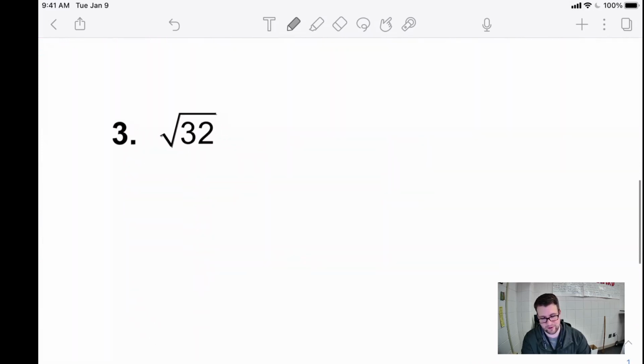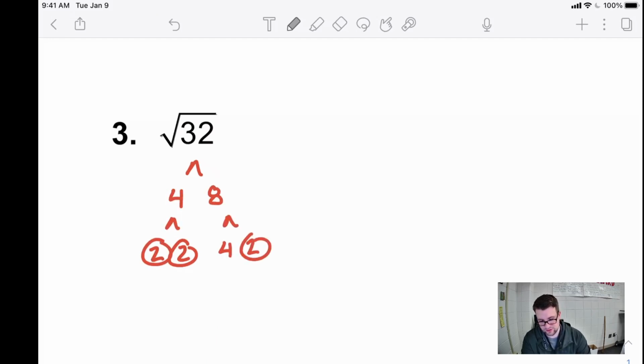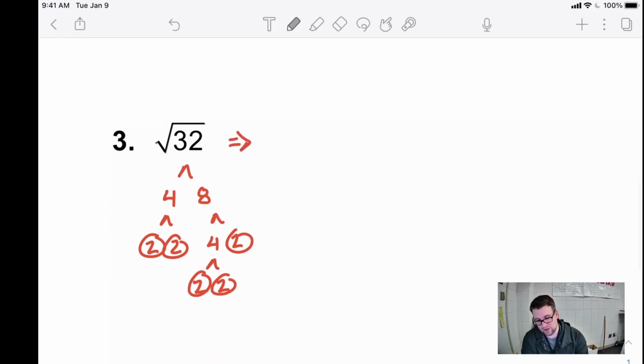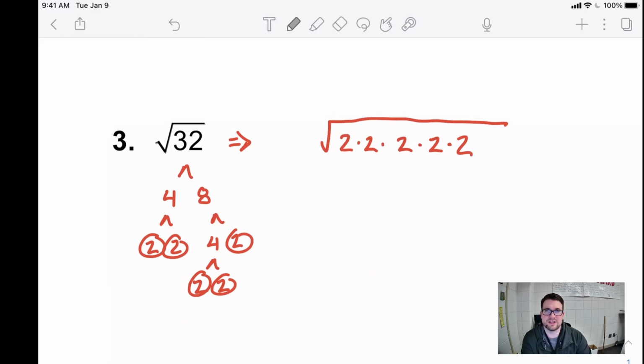So here's another one, 32. To break down 32, right? Maybe you think about it as 4 and 8, and 4 would just be 2 and 2. Now those are ending numbers, so we're going to circle them. 8 is going to be 4 and 2. 2 is the ending number, and 4 is 2 and 2. So once you grab all of your ending numbers, the circled ones, we can rewrite 32 as the square root of 2 times 2 times 2 times 2 times 2. Normally, I like to write the numbers inside the square root from least to greatest and in order.